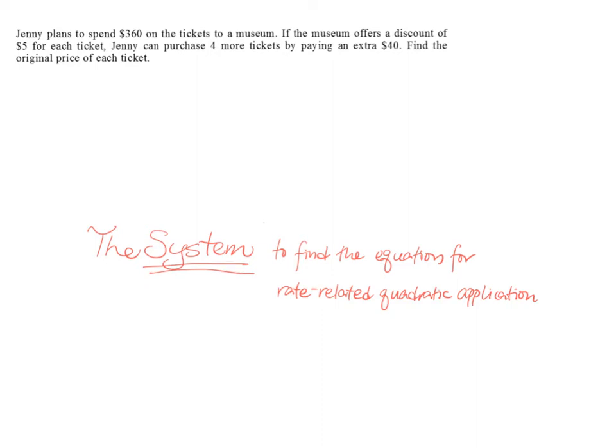So let's start with this one. Jenny plans to spend $360 on tickets to a museum. The museum offers a discount of $5 for each ticket. And in this case, she could actually purchase 4 more tickets by paying an extra $40. So find the original price of each ticket.